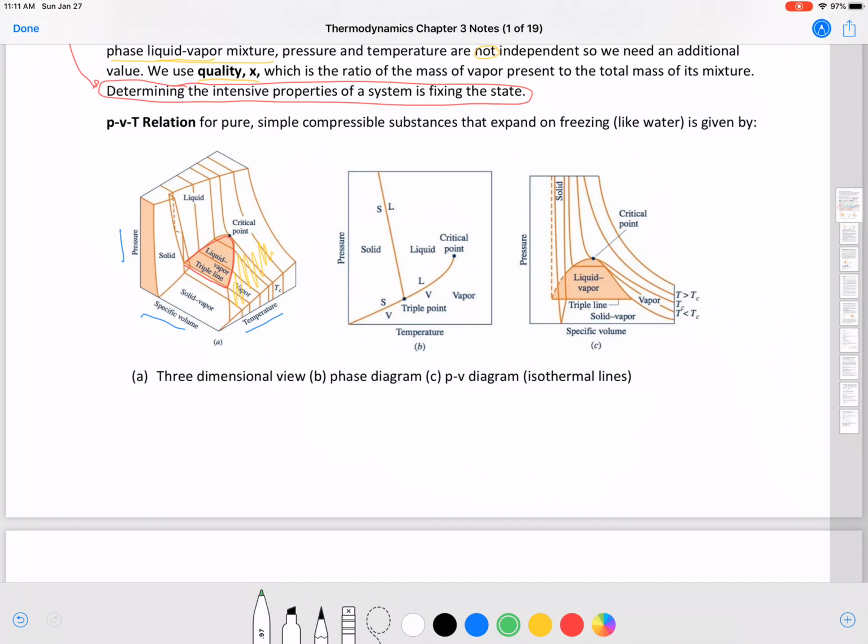On this side of the dome here, this is liquid. The critical point separates those two. And then down here at the bottom, we have a solid. So this area here is solid, and this would be a solid vapor, two-phase. And then in the middle here, we'd have a solid, a vapor and a liquid.